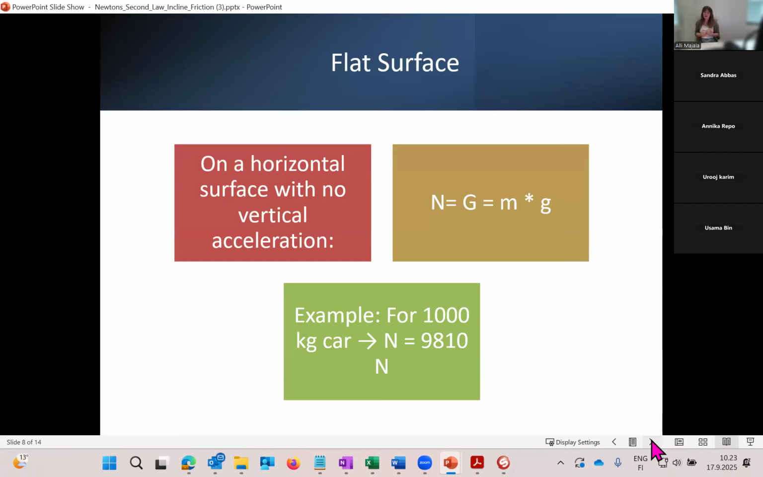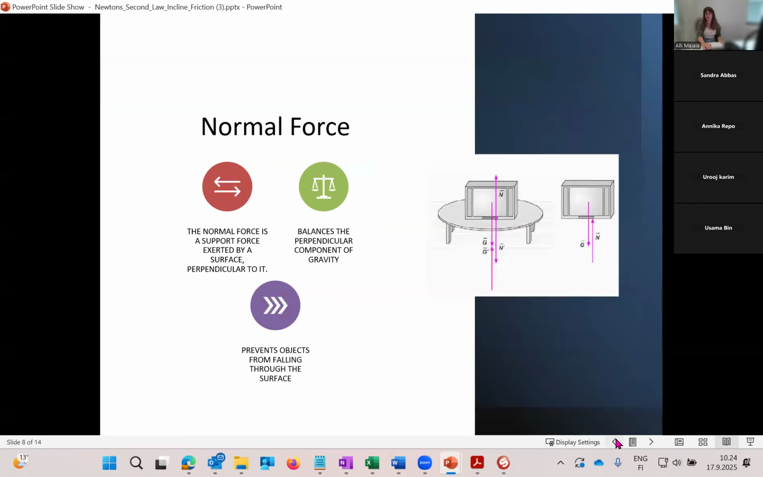On a horizontal surface with no vertical acceleration, the normal force is the same as the g, as you can see from the picture here. So if something is stationary here, then if you add the forces together, the acceleration is also 0. Yes? So one is upwards, the other one downwards. So n minus g would be 0 and n would be g.